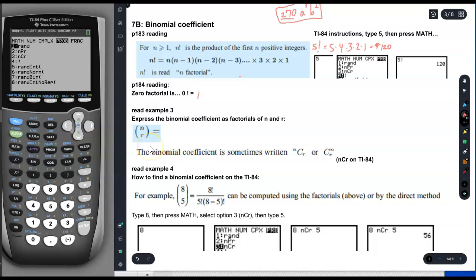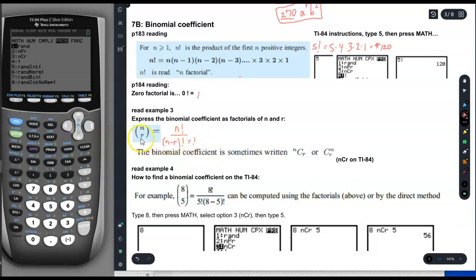Okay? So the way this formula, if you read the book, it's defined as the numerator is n factorial. Oh, there's n factorial again. And the denominator is n minus r factorial and r factorial. Okay, that looks like a big mess. This is in the formula booklet, so you don't need to memorize it, okay?